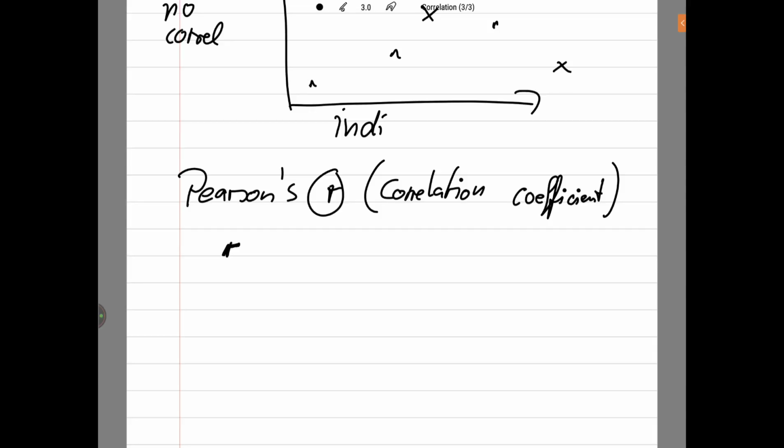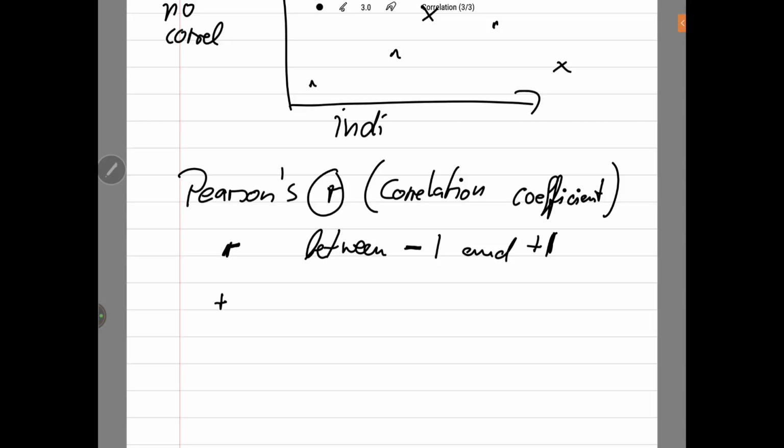What is Pearson's R? Pearson's R is a fairly complicated equation, which I'm not going to show you. I'm not going to expect you to know how you derive it, but you need to know what Pearson's R actually says. Pearson's R is a numerical value between -1 and +1. And it gives the degree of correlation.